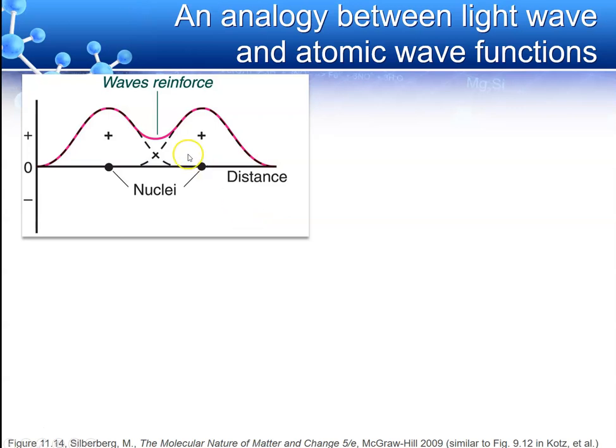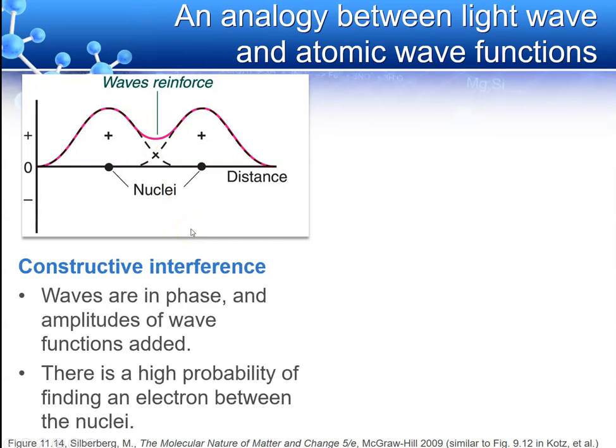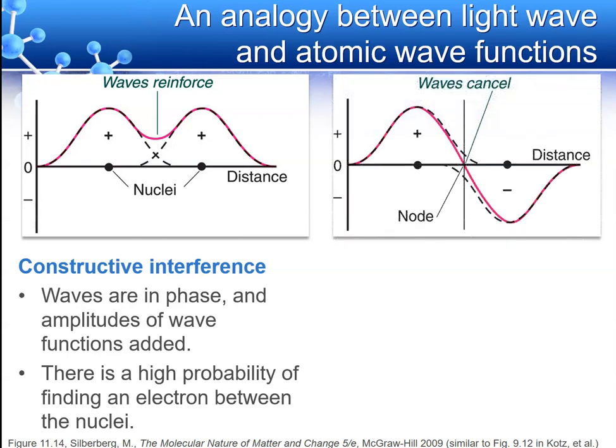So we can illustrate this kind of like we would with light waves. So we just have an analogy here. Here are the two nuclei shown as these black dots. And if we have an atomic wave function here, and they reinforce each other, that's called constructive interference. So the waves are in phase, we add the two wave functions together, and what we get in between them is a high probability of finding an electron between those two nuclei. So that would be a bonding molecular orbital.